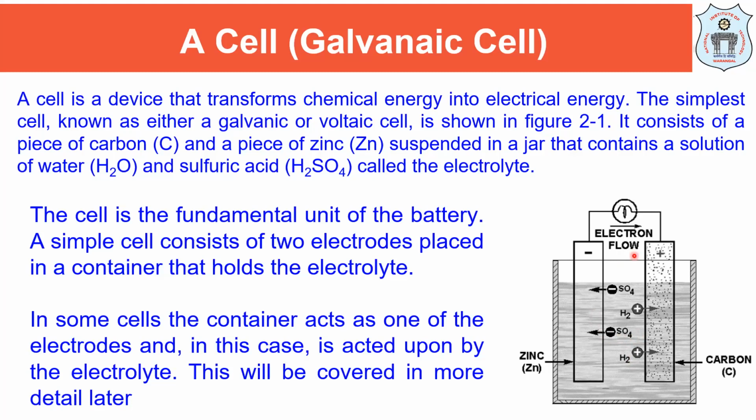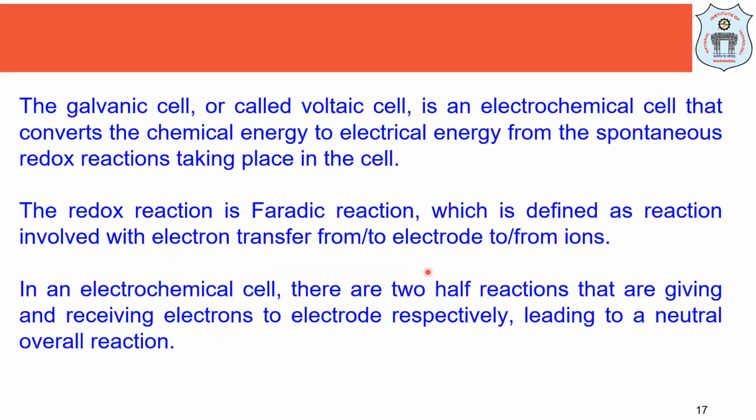And we know each cell consists of two electrodes placed in a container that holds the electrolyte, and that is connected externally for the electrons to flow. And in some cells, the container itself acts as one of the electrodes rather than a neutral container. The outside container will act as one of the electrodes, and the other electrode will be present at the center. Okay, so that also can be done when you design accordingly.